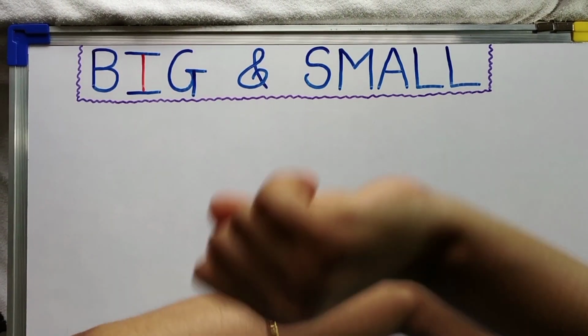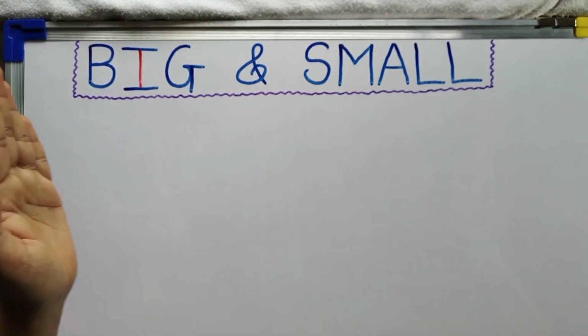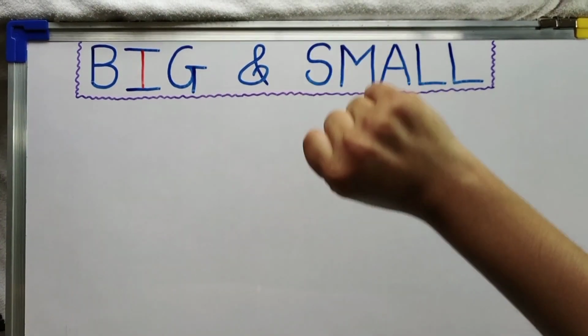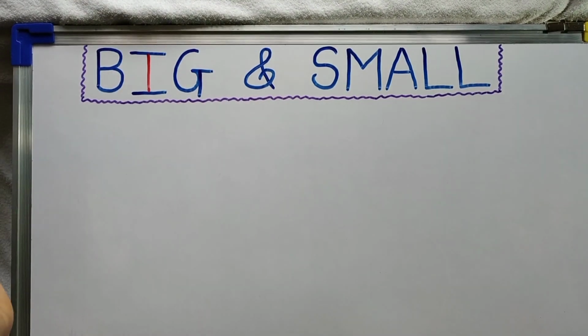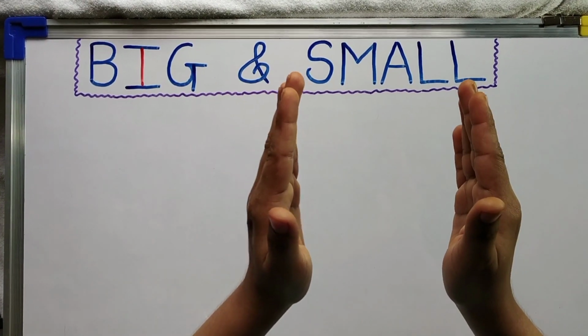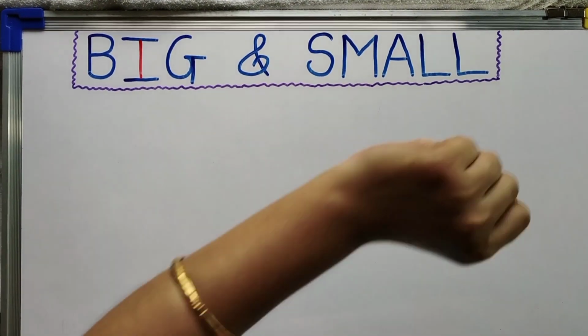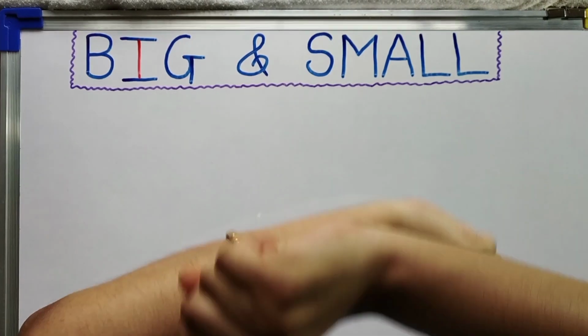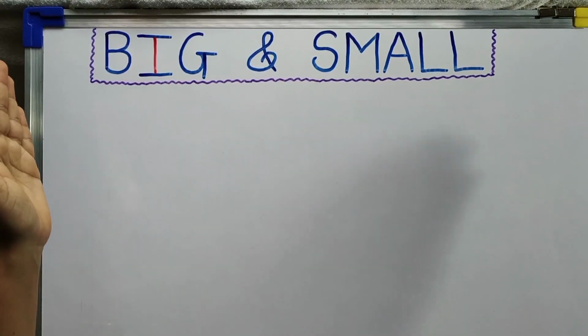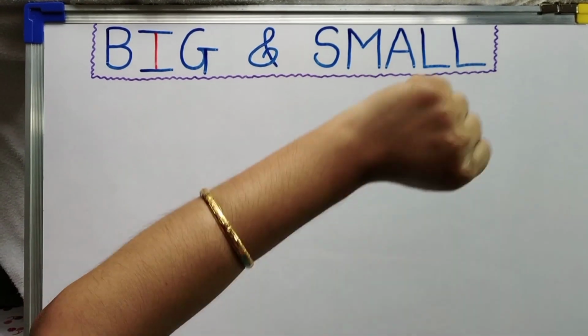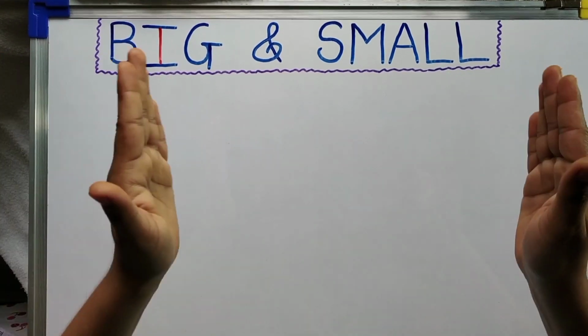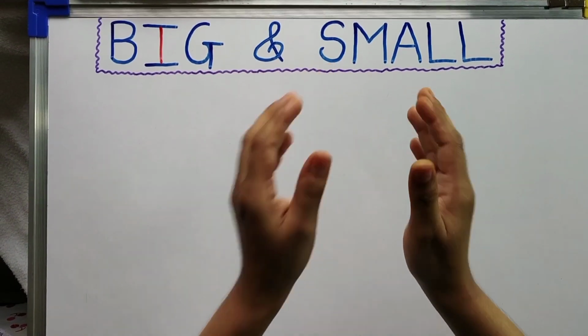Roly poly, big, big, big. Roly poly, small, small, small. Once again we will do it. Roly poly, big, big, big. Roly poly, small, small, small.